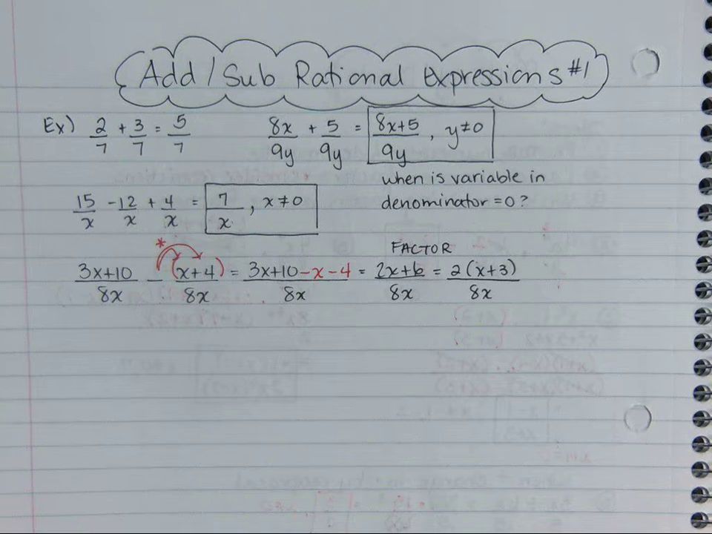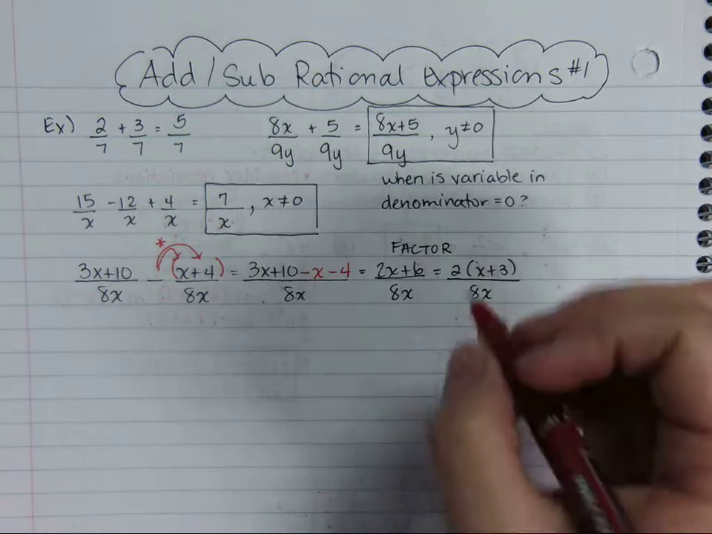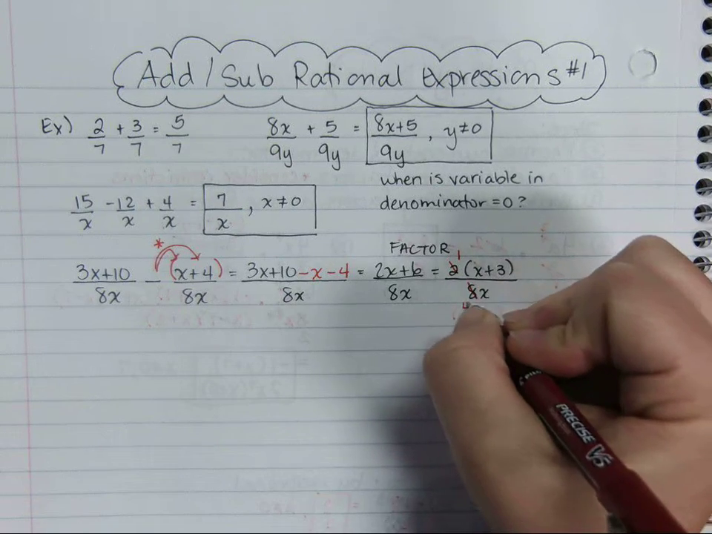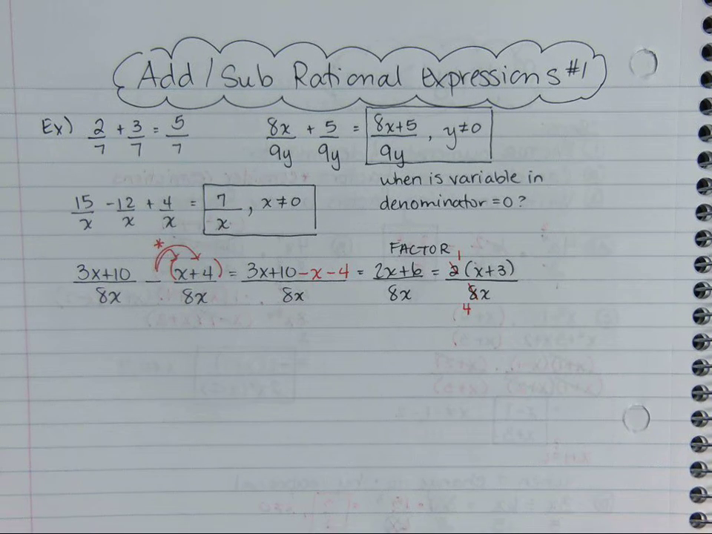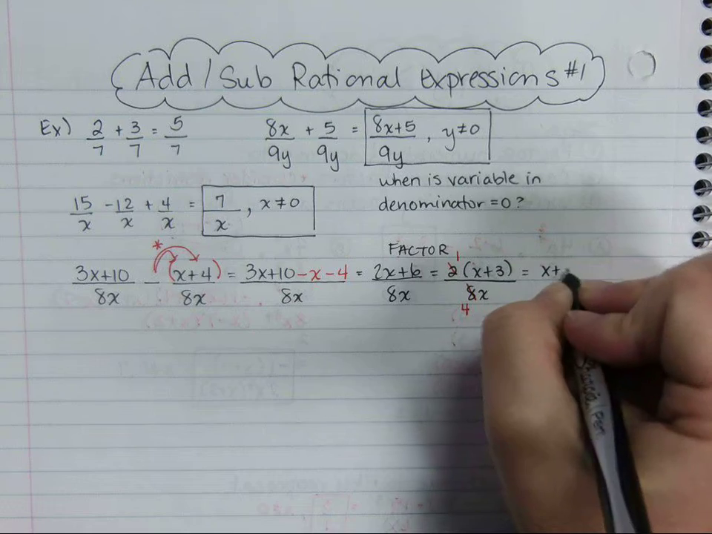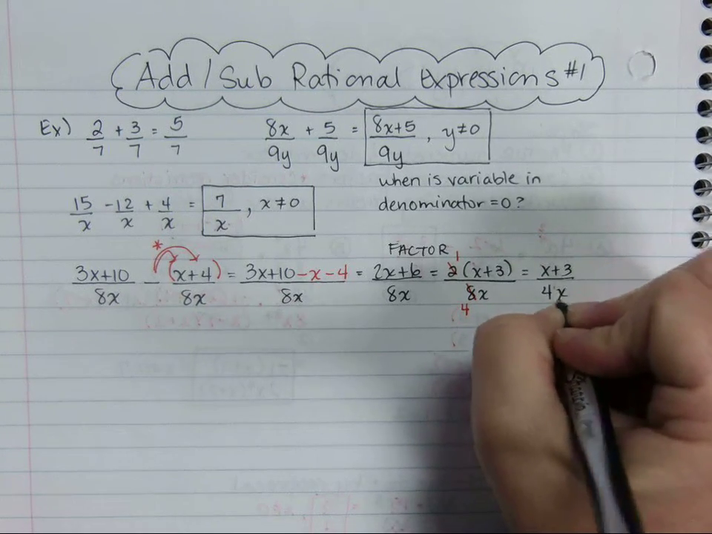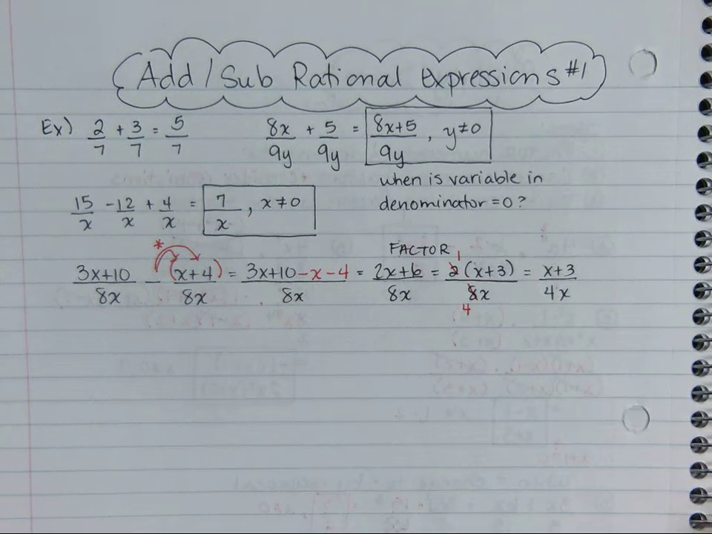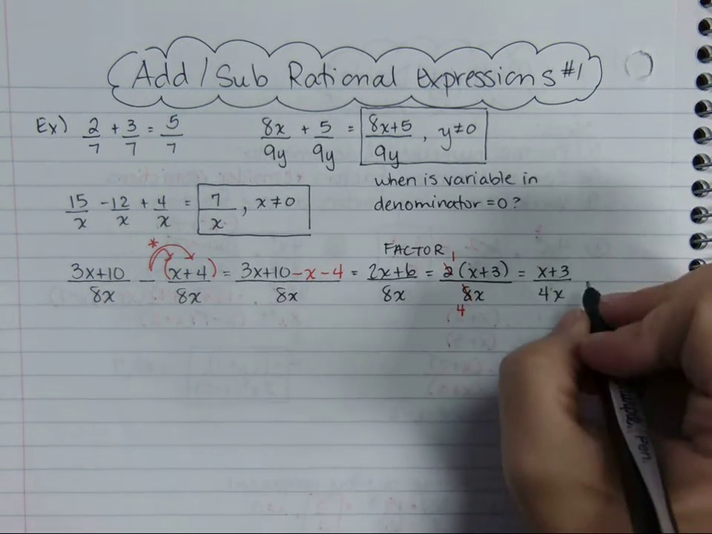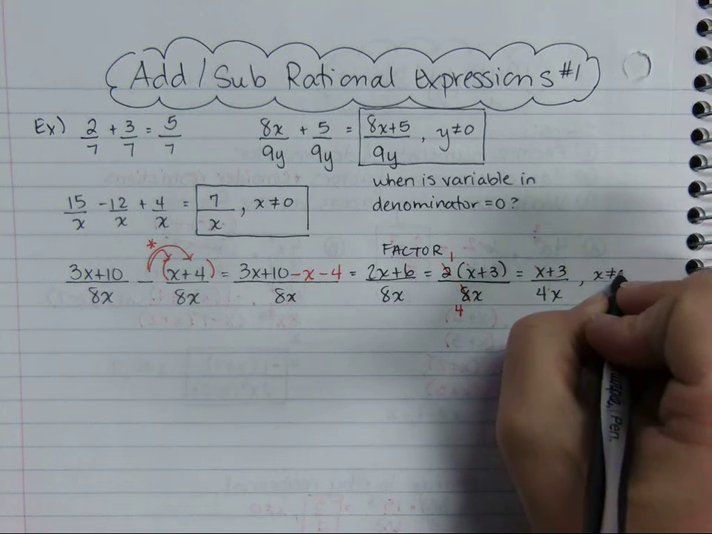And now what I have is some monomial factors like the 2 and the 8 and the x, and then I have a binomial factor of x plus 3. All I can do is simplify this 2 and this 8 by taking out a factor of 2. And so I can make my fraction a little bit smaller and more simplified by factoring out that GCF. And so your final answer is not actually done until you do that. And so this would be your simplified fraction, x plus 3 over 4x, where x also cannot be 0 in the denominator.